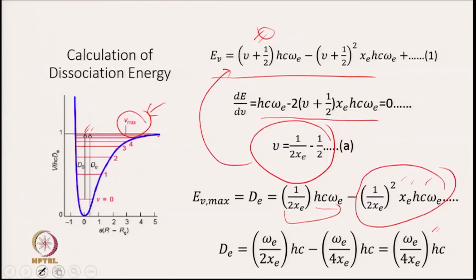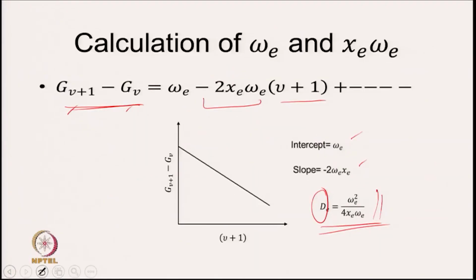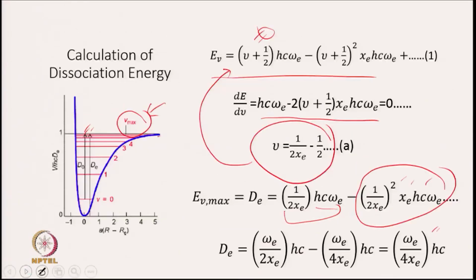So, your dE, if you remember, is equal to omega e square by 4 Xc omega e, and here you can simply multiply the numerator by omega e and divide by omega e, then it will be omega e square by 4 Xc omega e, and that can be calculated by the previously shown plot. So, this is the way you can calculate dE in wave number unit.